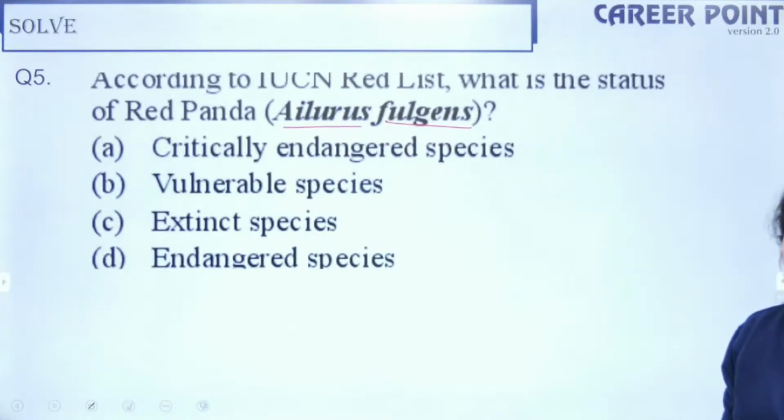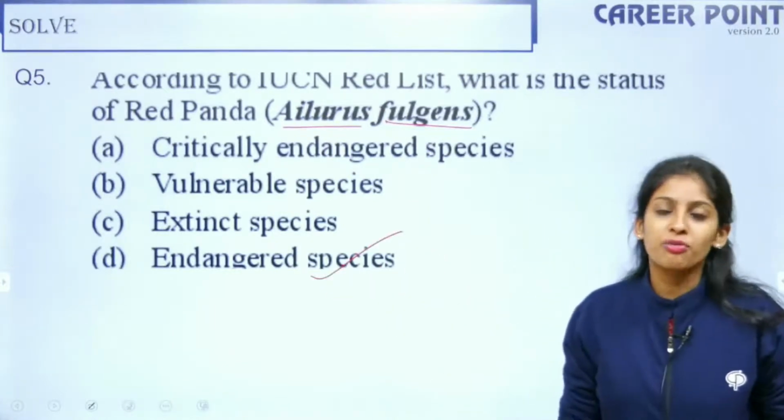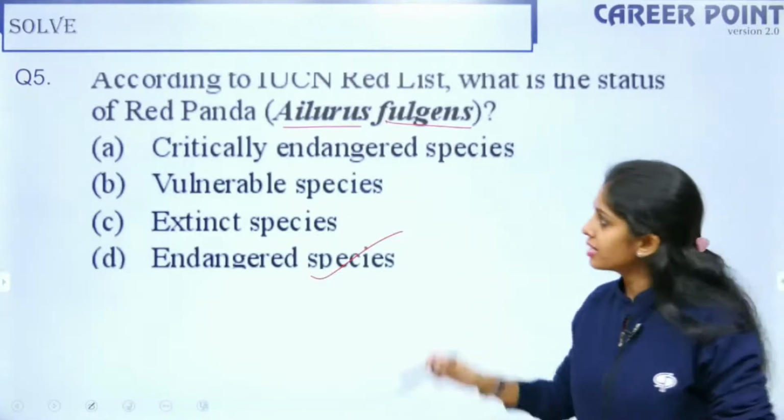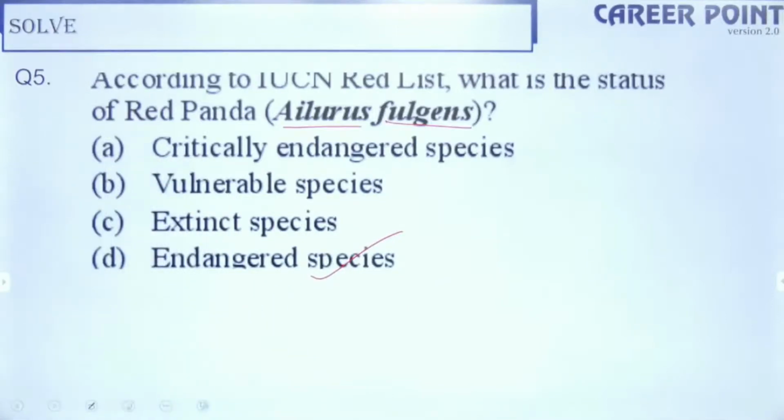Yes, your Great Indian Bustard are birds and they are found in your Deccan Plateau. Yes, you're absolutely right, Raghuram. Yes, your red panda, what is the status of red panda? Critically endangered? No, your red panda are endangered species. They are at a high risk of getting extinct. Critically endangered means extremely high risk, but your red panda is endangered according to the Red List data. Fine. So, option 5 is D. Everyone has noted. So, can I move forward?